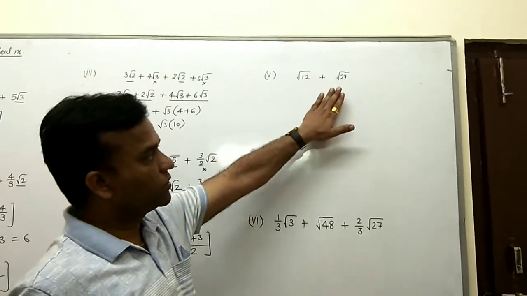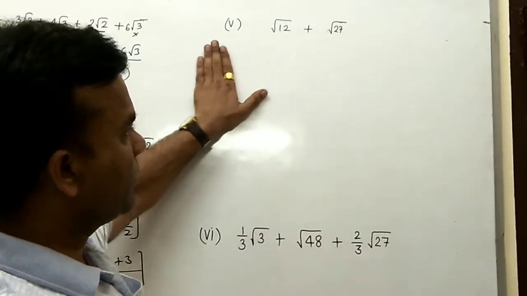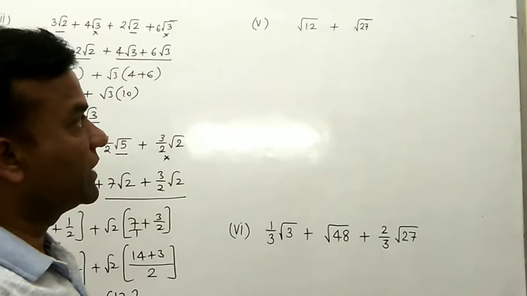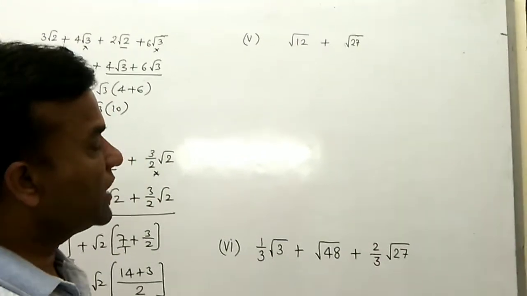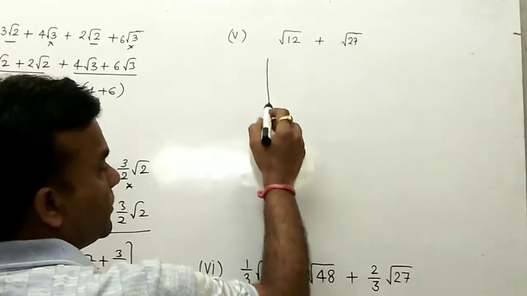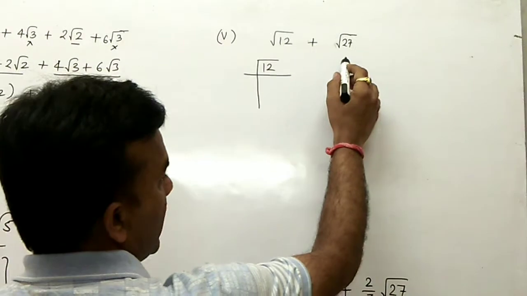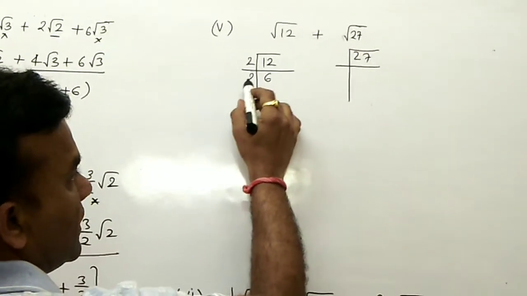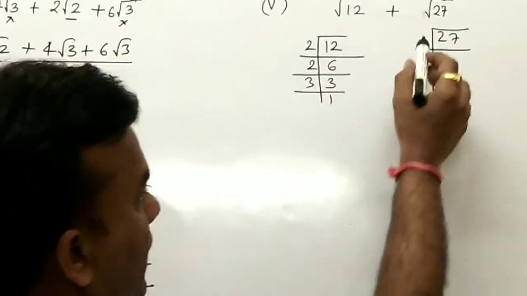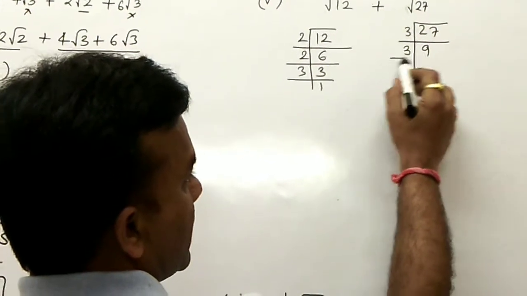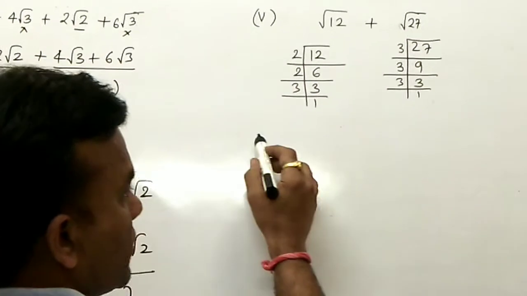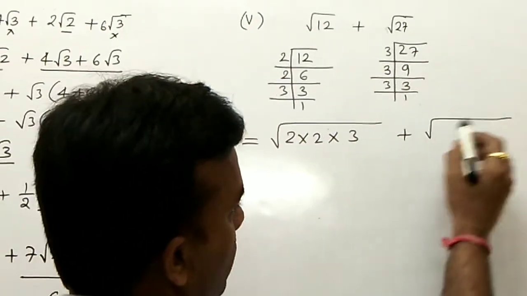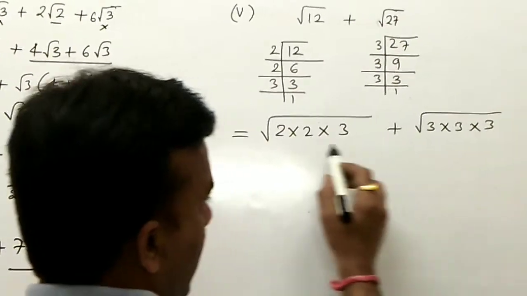Now we go to another example, which is also a different part. Now you have root 12 and root 27. Because we know the concept of pure surds and mixed surds, these questions are not given in the form of mixed surds. So first we convert them into mixed surds. First we find the prime factors of both numbers. You write down the format of prime factorization: 2 6s are 12, 2 3s are 6, 3 1s are 3, and similarly 3 9s are 27, 3 3s are 9, and 3 1s are 3. So you write inside, you have 2 into 2 into 3, and similarly 3 into 3 into 3, and now you make the pairs.